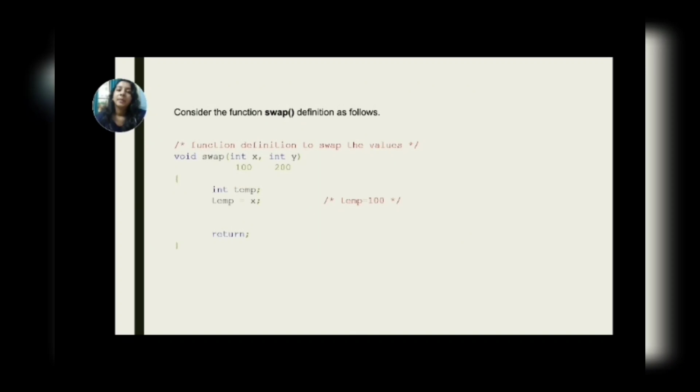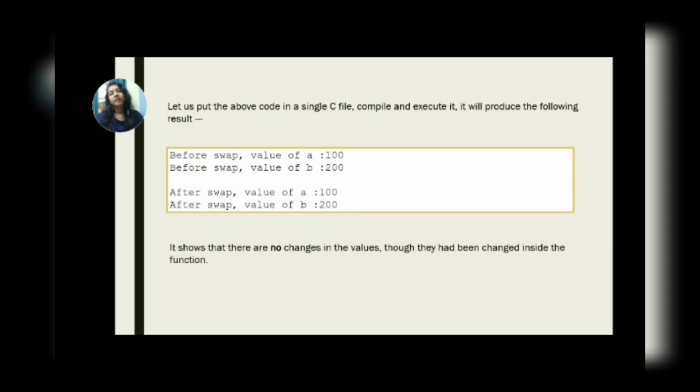Let us see what happens actually. You have called them by value, not by reference. So let us look at the output. The first output is of the original variables. Before swap, value of A and B are 100 and 200 respectively. But if you see after swap, even after the swap function is called, the value of A and B remains still the same. They are 100 and 200. They are not changed, they are not swapped.